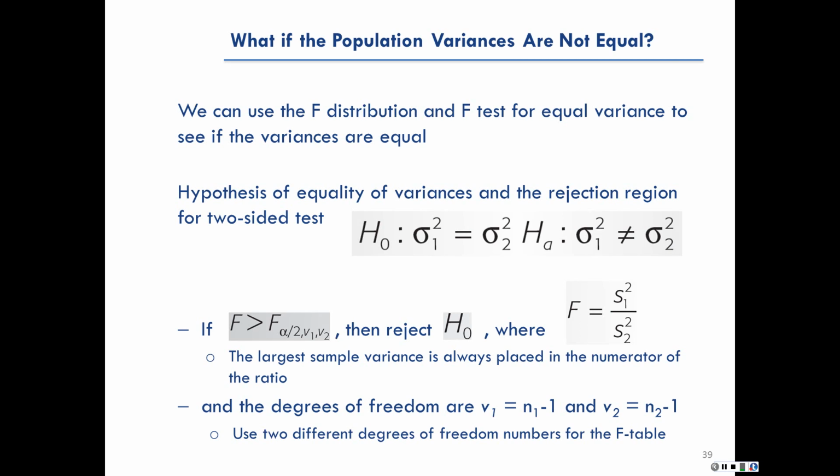So how do you do an F-test? The F-test is simply a ratio of the sample variance in group 1 divided by the sample variance in group 2. So you can see that F ratio there. You put the largest sample variance in the numerator, though. So you always put whichever variance is bigger in the numerator. And that's your F statistic.